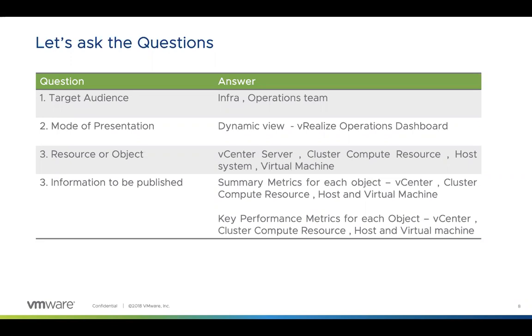So it needs to be a vRealize Operations dashboard that can always reflect the latest data. Now, what kind of resource or object are we referring to? We are referring to all the objects within the vSphere world, which are vCenter Server, cluster compute resource, host system, and virtual machine. And what is the information to be published? It needs to show the key performance metrics for each of these objects, as well as a summary of the metrics for each object. They need to see the capacity values and all of those things.